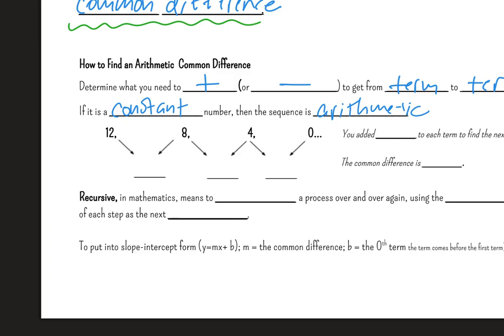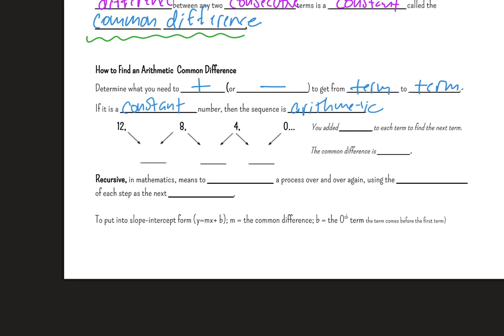And if you're like, well, what's the difference? Well, we will eventually have geometric sequences, and those will not be arithmetic. So as you're looking at this, I mean, 12, 8, 4, 0, you can pretty clearly see we're going down by 4.